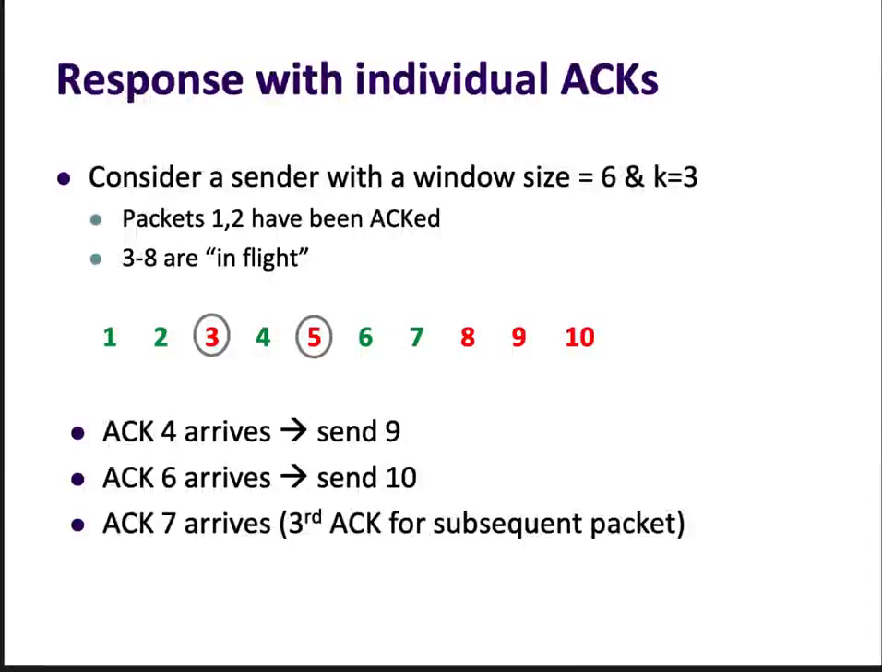Now when the ACK for 7 arrives, this is the 3rd subsequent ACK. So the sender is going to say, okay, packet 3 is lost, because I've gotten 3 acknowledgements after 3 without receiving 3. So packet 3 is gone, so that means I can resend 3. Plus I received an ACK for 7, so I can send one more packet, so I can send 11. Is everyone good with this step?